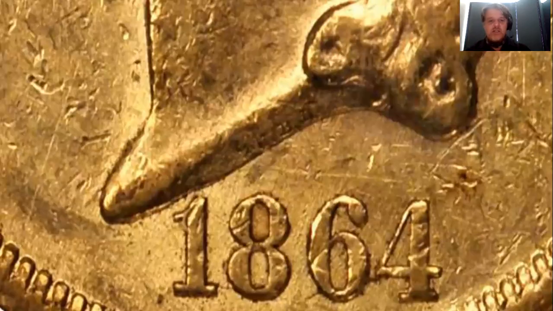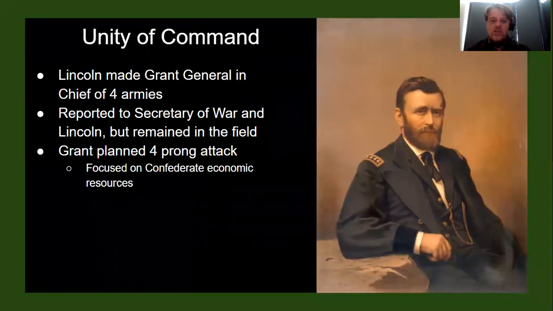1864 and into 1865. This is towards the end of the war. It's General Grant. Remember, he served alongside Lee in the Mexican-American War. He was about the fifth or sixth general that Lincoln had gone through trying to lead the army. Finally decided on him. He also reported directly to the Secretary of War and to Lincoln himself.